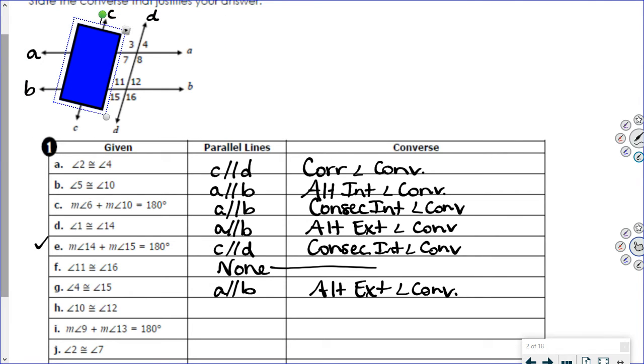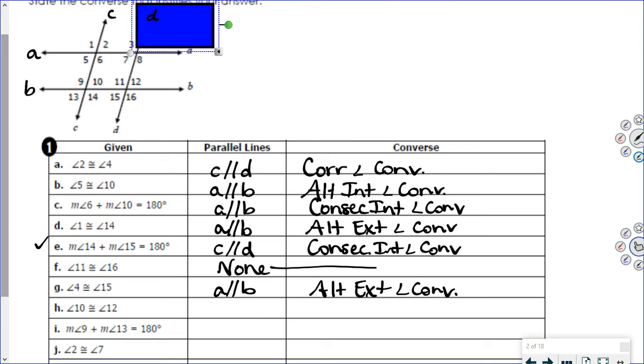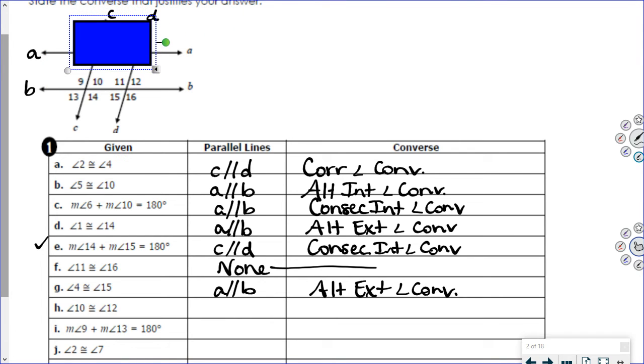If we look at 10 and 12, we can cover up the top. 10 and 12 are corresponding angles, and by the corresponding angle converse, we could say that the lines that we're looking at are C and D.